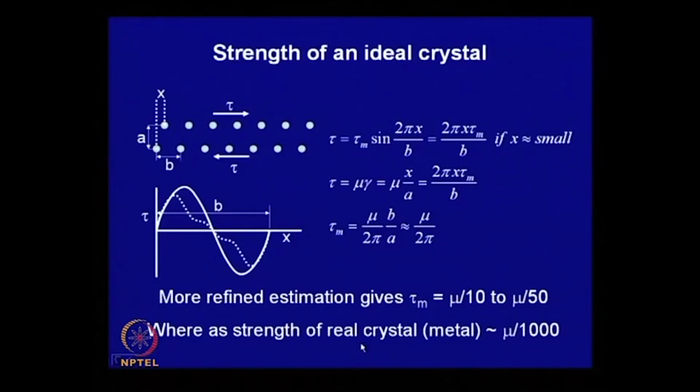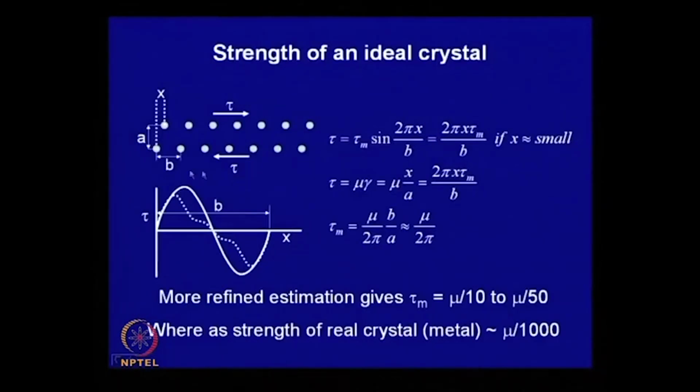Now, let us try and find out the strength of an ideal crystal. We have seen a crystal is a periodic array of atoms, and each atom will have some potential field. So, when you have to move a part of the crystal over the other, across the slip plane, the movement will be in a periodic stress field, which is shown schematically over here.